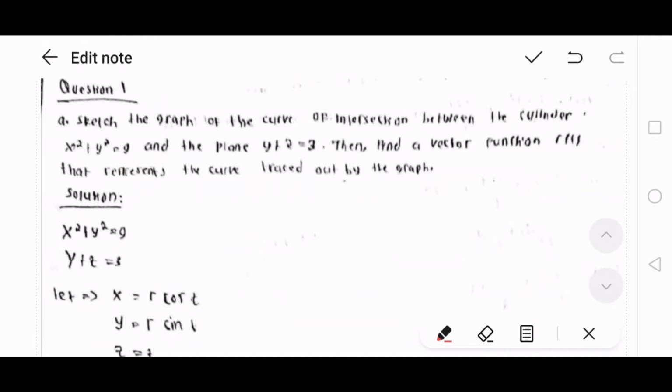Okay, for question 1A, sketch the graph of the curve of intersection between the cylinder x squared plus y squared equal to 9 and the plane y plus z equal to 3. Then find a vector function r(t) that represents the curve traced out by the graph.